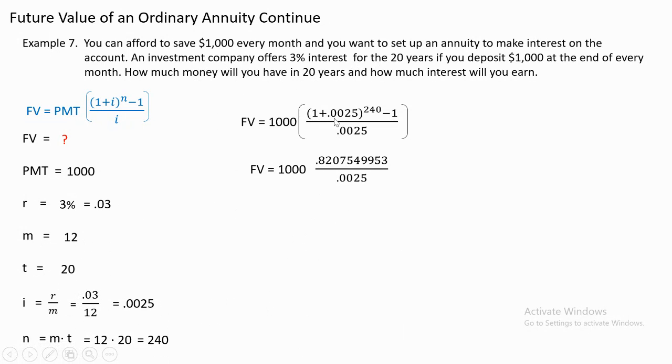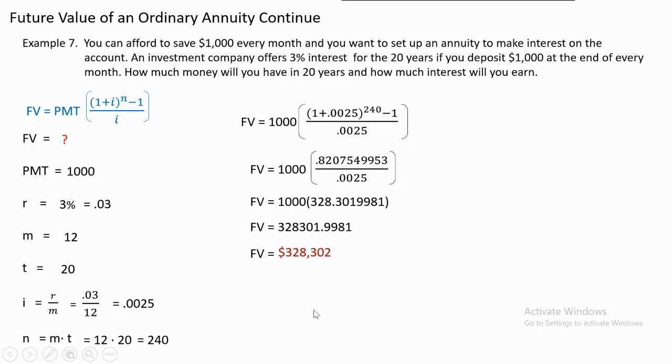We do the numerator first, the 1 plus 0.0025 to the 240th power minus 1, and it should give you 0.82075499953. Then we divide it by 0.0025, and we get 328.3019981. Then we multiply that by 1,000, and this is what we get. Round it out to the nearest penny, so we get $328,302. That's how much will be in the account after 20 years.